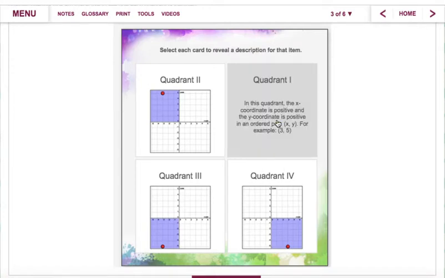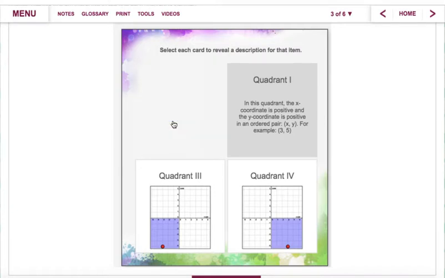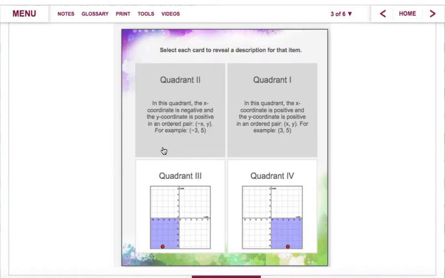So when I click on this, quadrant 1. In this quadrant, the x coordinate is positive and the y coordinate is positive in an ordered pair, x, y. For example, the ordered pair 3, 5. Notice they're both positive numbers. Now let's look at quadrant 2. So now we were here and we went to the left. Quadrant 2. In this quadrant, the x coordinate is negative and the y coordinate is positive in an ordered pair, negative x, positive y. For example, you would have the ordered pair negative 3, 5.